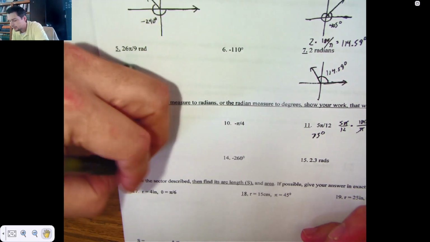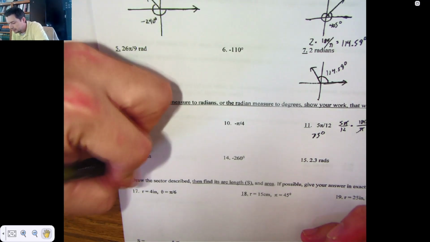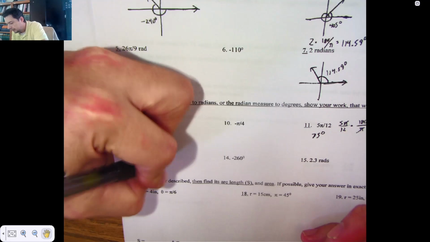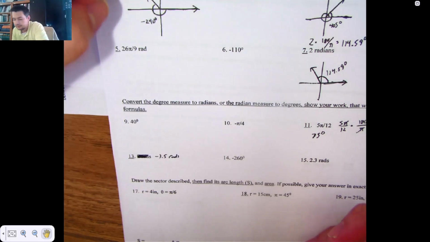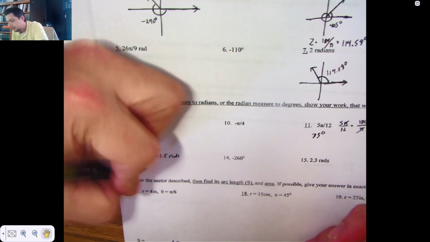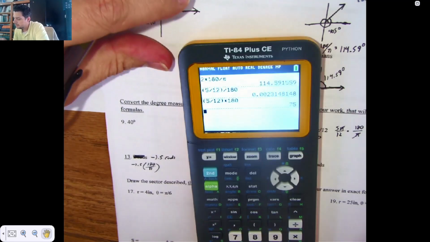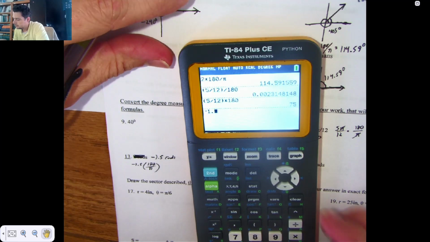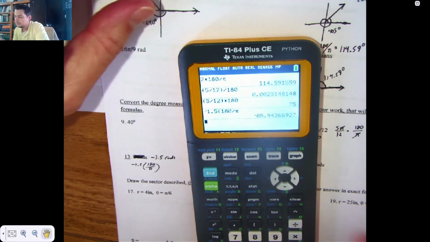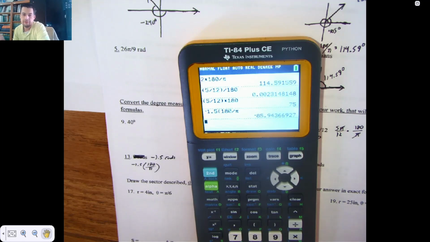Number 13 is 2 rads. Oh, well, that's just like 7, isn't it? I need to change that. Let's make this negative 1.5 rads, and I need to change the sheet. So I take negative 1.5 and I multiply it by 180 over pi. That's all I do. Ta-da! Negative 85.94 degrees.